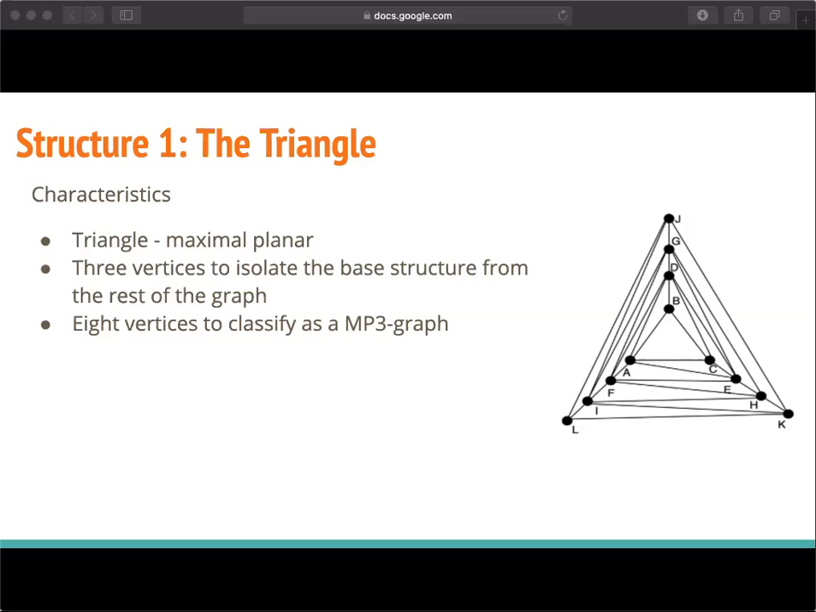And this graph was pretty interesting because it only needed 8 vertices to classify as an MP3 graph, unlike the other graphs where it needed 12 or more vertices to classify as the MP3 graph.